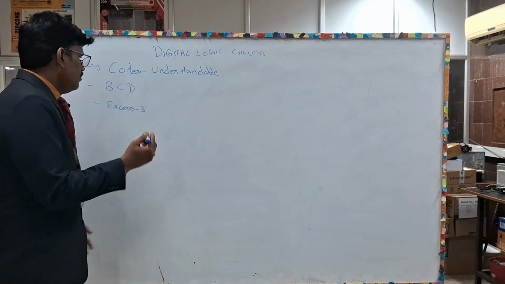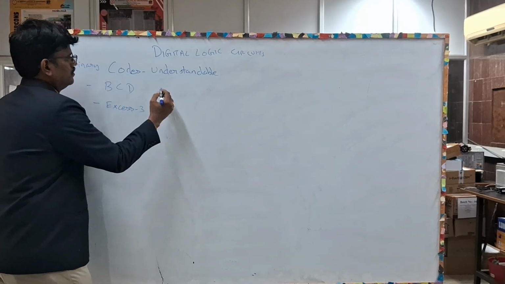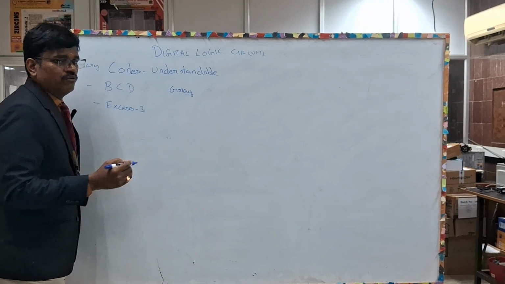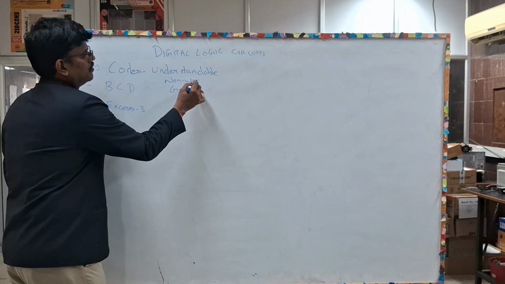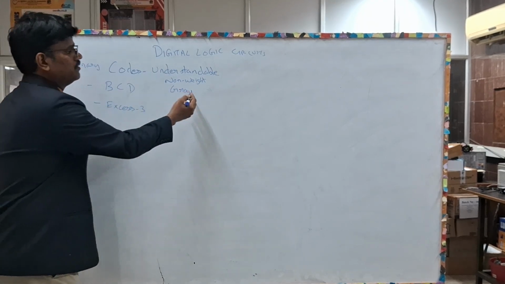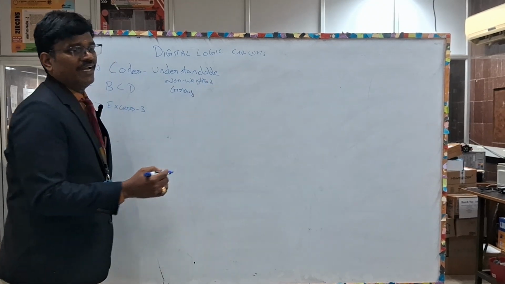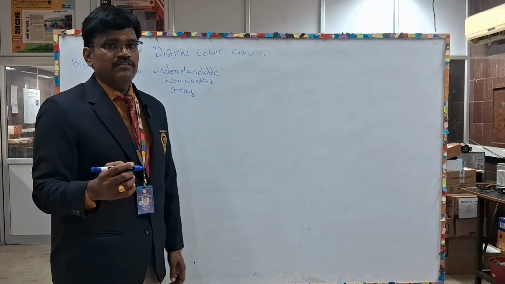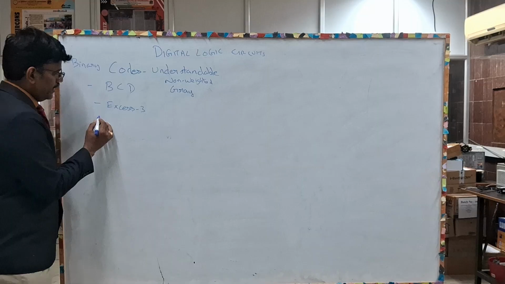And when you go for the other code, the gray code, this is a non-weighted code. We have seen the classification already: this comes under the weighted codes, and this comes under the non-weighted codes. In the non-weighted codes, we have the gray code. In each place there is no weightage, but it is for an understandable format.